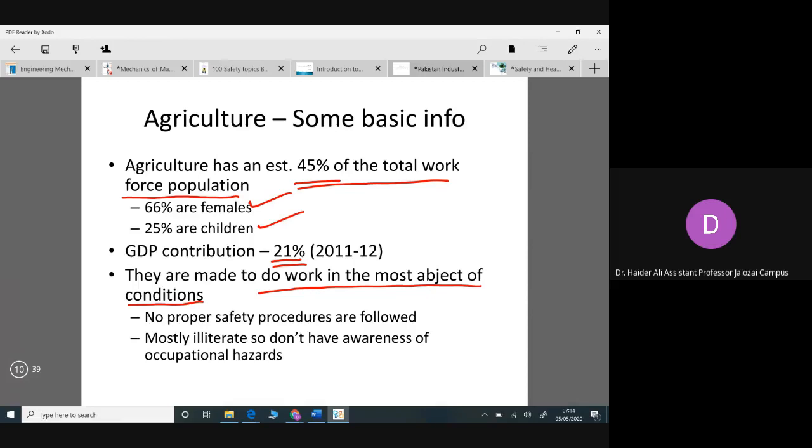That there is no proper health and safety policy or procedure in place. No proper safety procedures are followed. Workers are mostly illiterate, so they don't have any awareness of occupational hazards, or, I would say, illiterate would not be the right term to use. I would say they are not knowledgeable. They don't know what their rights are, what hazards they need to look out for, and what risks are associated with their job.